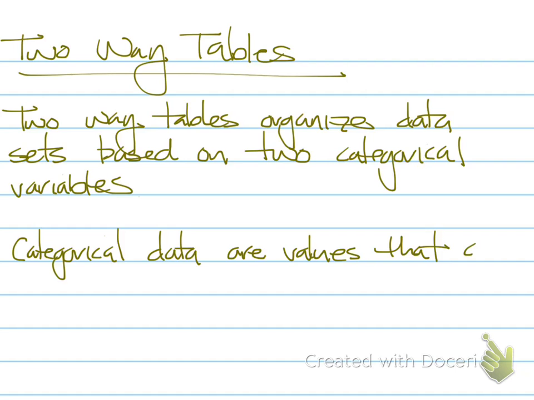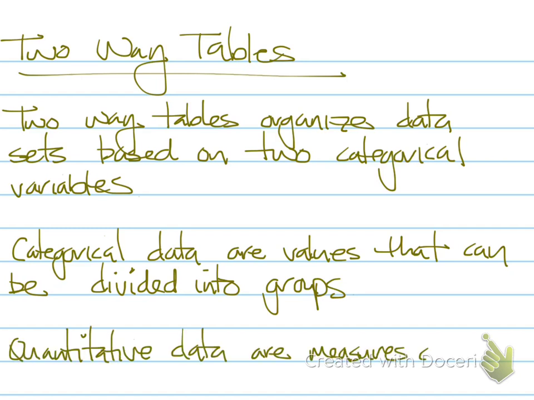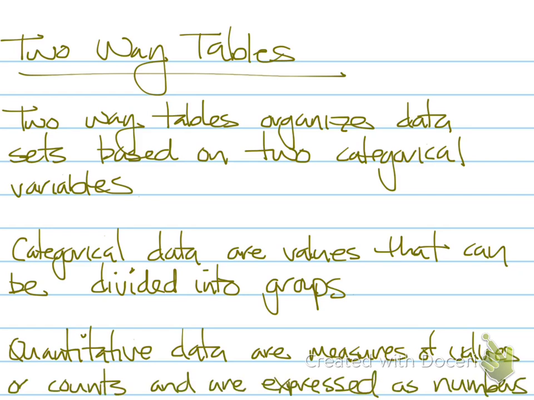So let's differentiate between the different types of data. One type is categorical data, which are values that can be divided into two or more groups. You also have quantitative data, which are measures of values or counts, and they're expressed as numbers.